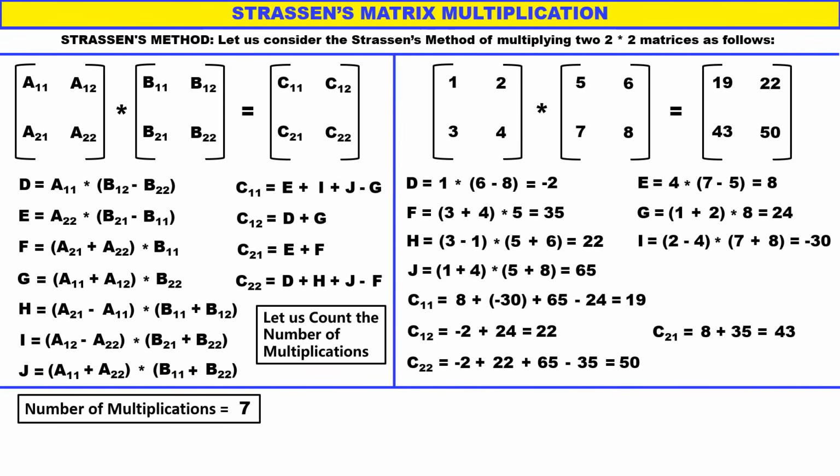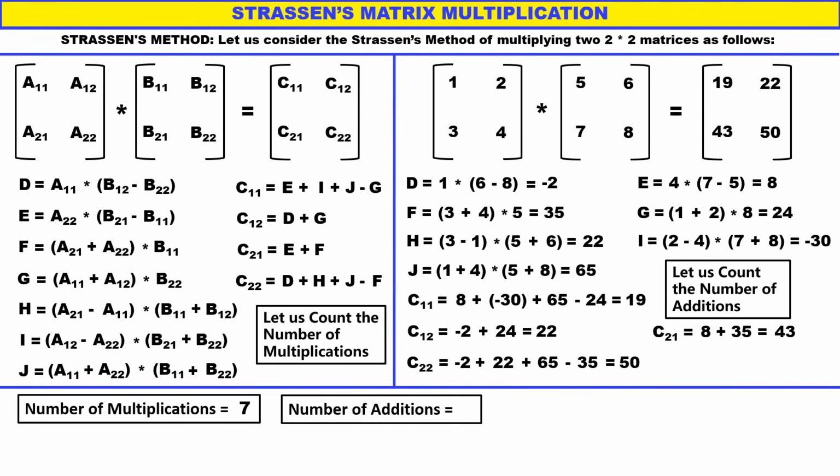7 multiplications. Let us count the number of additions in Strassen's method. Number of additions is equal to, see, subtraction also we consider as addition, because subtraction is nothing but addition of negative numbers. Therefore, subtraction is also considered as addition here. So 1, 2, 3, up to 18. So totally 18 additions are there. So Strassen's method uses 7 multiplications and it has 18 additions.